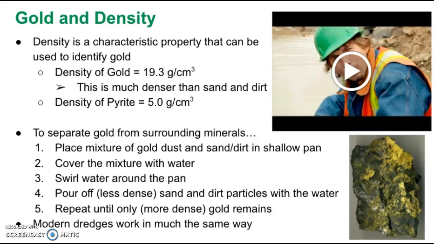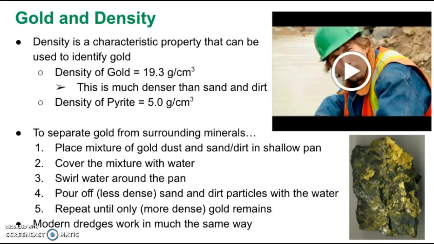In order to separate gold from surrounding minerals, there's about a 5-step process that you would follow. The first thing that you need to do is take a mixture that you hope contains gold dust as well as sand and dirt particles and place it in a shallow pan. You're going to cover the mixture with water and then swirl that water around in the pan, allowing it to pick up and dissolve to form a solution with some of the dirt particles and the sand particles in the water. Also, the water is acting as sort of a mechanical form of erosion, and so it's picking it up and moving it around.